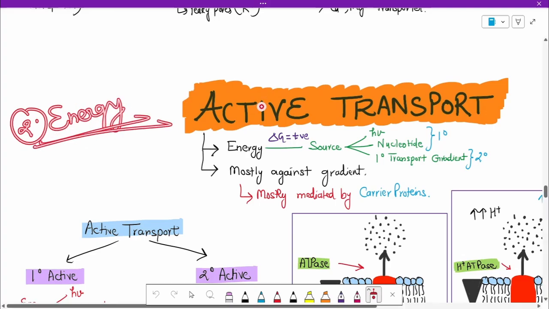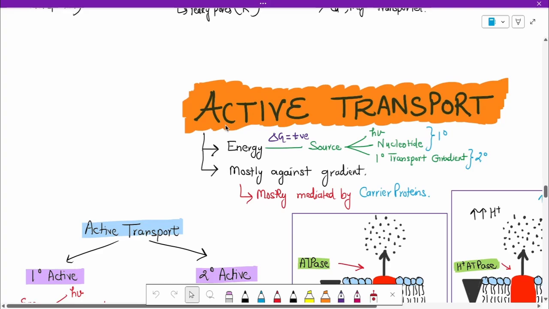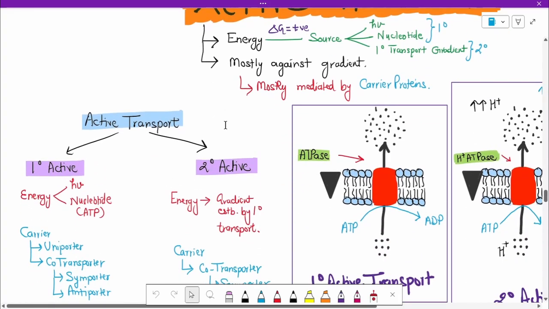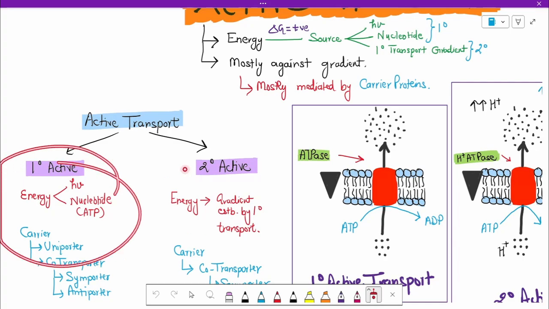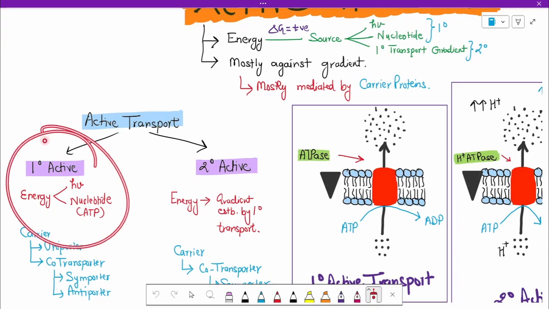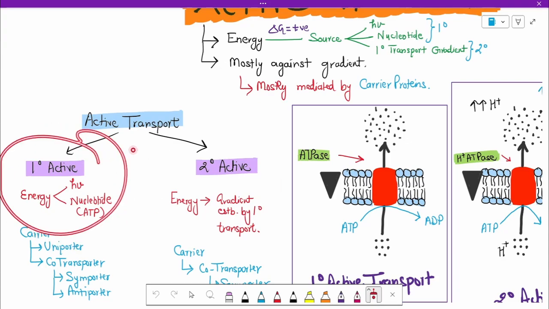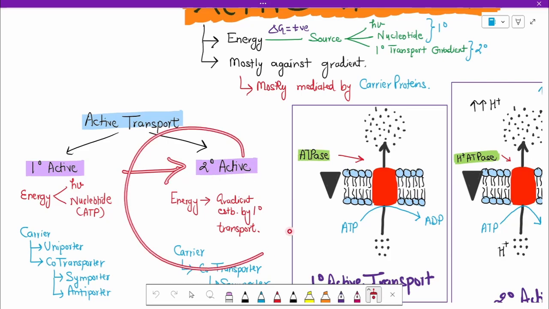On the basis of the source of energy, we classify active transport into primary active transport or secondary active transport. There is only one major difference: in primary active transport, the energy source has to be direct. The energy source can be light, or any nucleotide like adenosine triphosphate or guanosine triphosphate. But if the source of energy is indirect, for example, the gradient established by primary active transport is used to transport a molecule, we say it is secondary active transport.